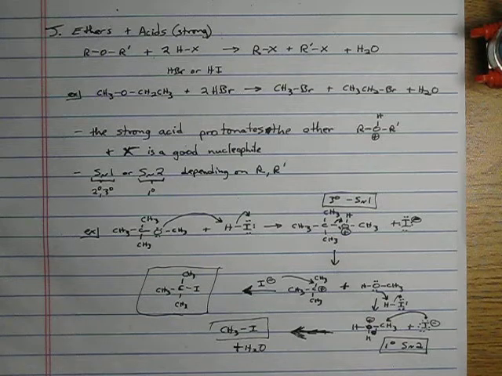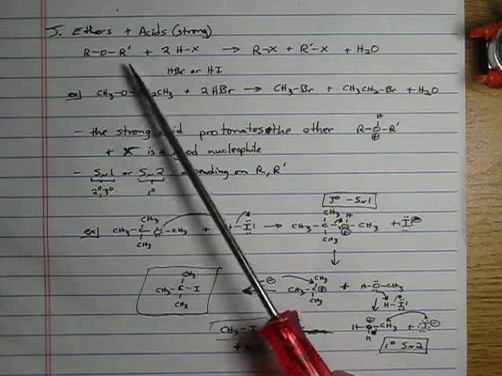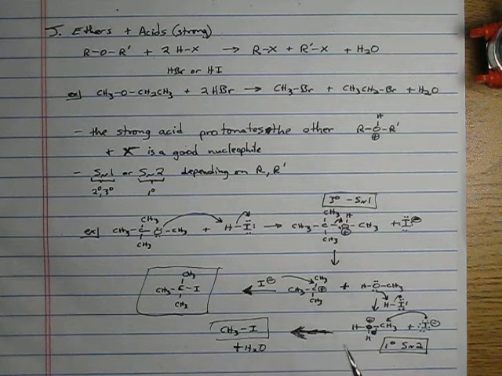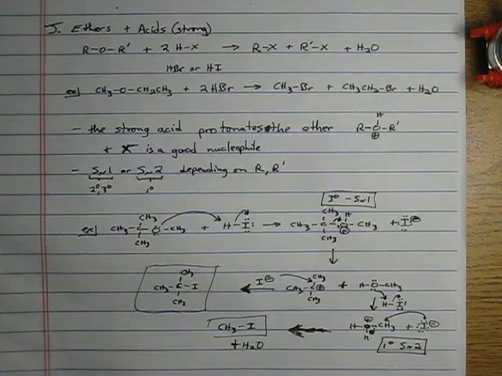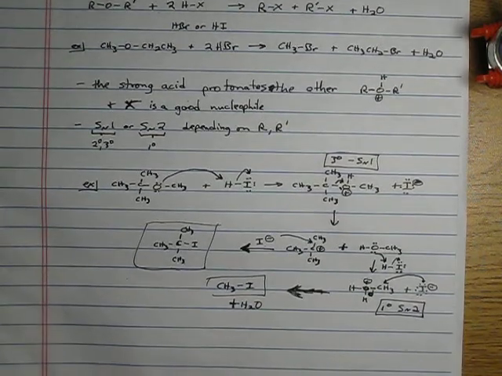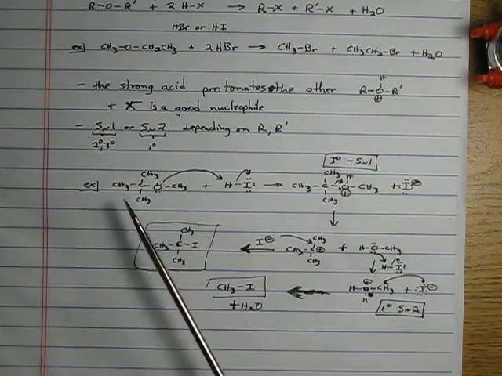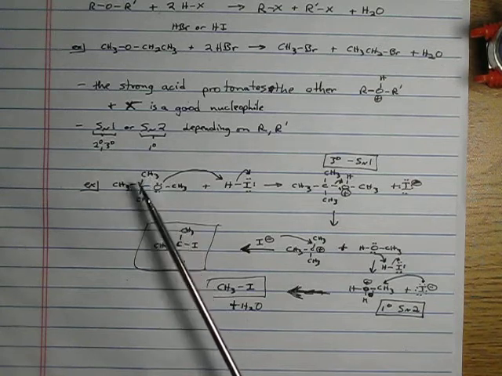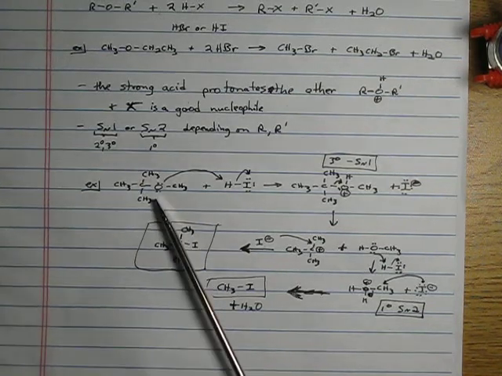What mechanism will this go through? Well, it goes through whatever mechanism is necessary to get the job done. If R or R prime is primary, it'll go through SN2. If it is secondary or tertiary, it'll go through SN1. Let's take a look at the mechanism down here. What if we had this tert-butyl methyl ether right here?